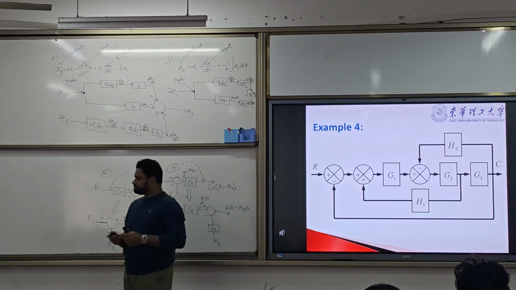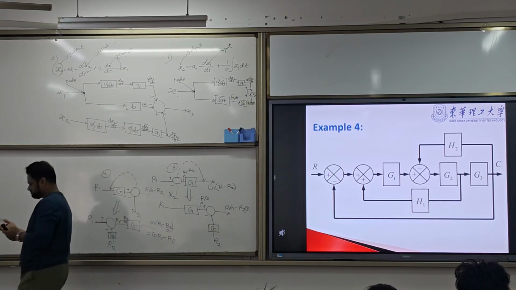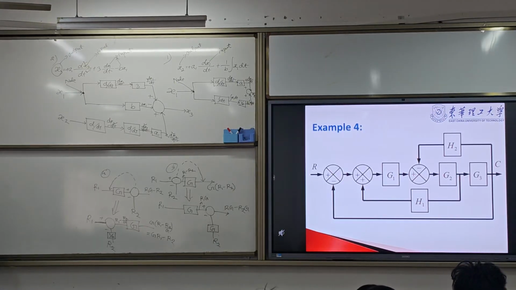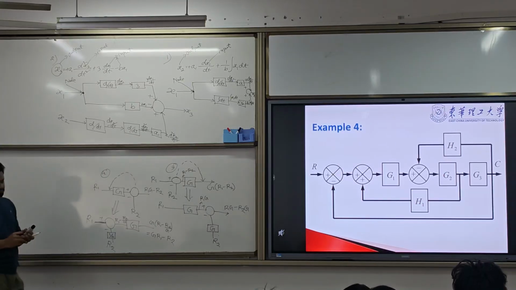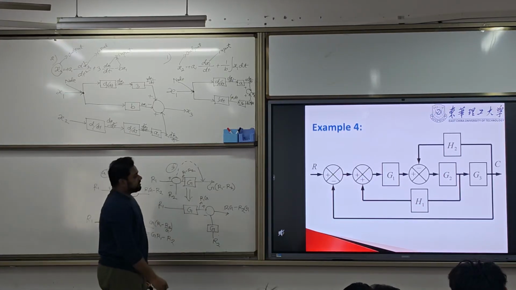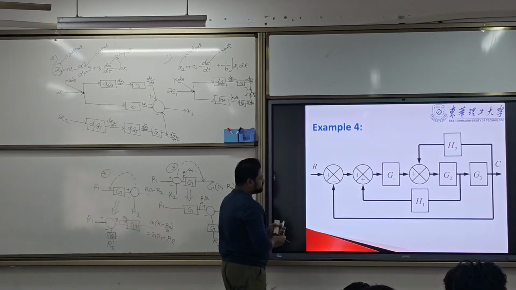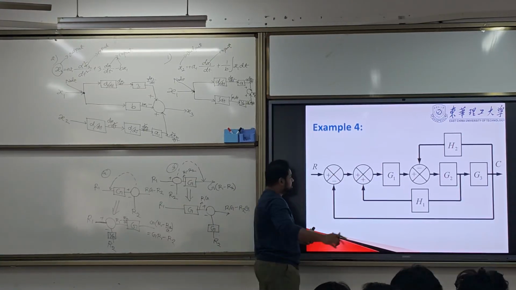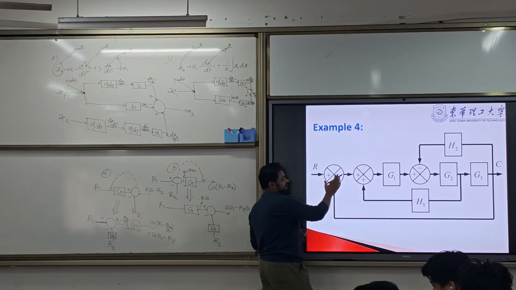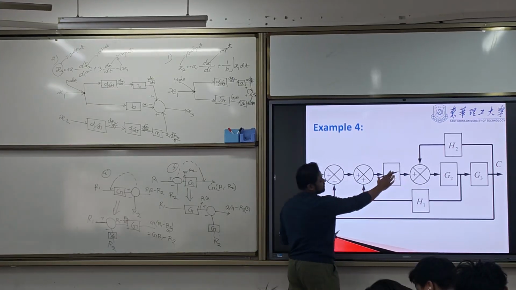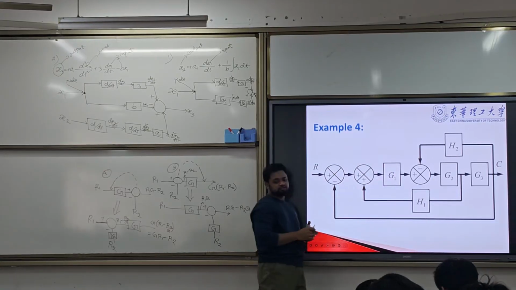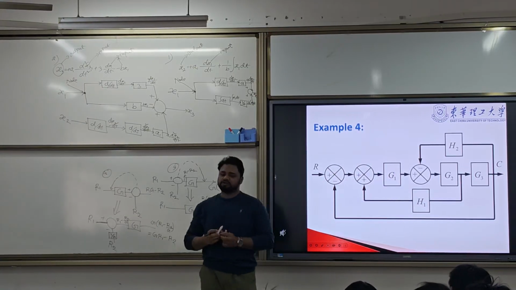Let's do another one. Next example. Okay, in this example we have a bit complicated blocks. We have 2, 3 summing points, G1, G2, G3, and we have 2 feedback, H1 and H2. So how can we solve it?